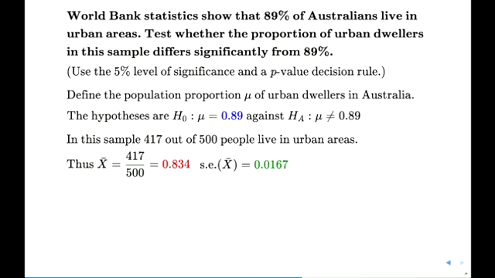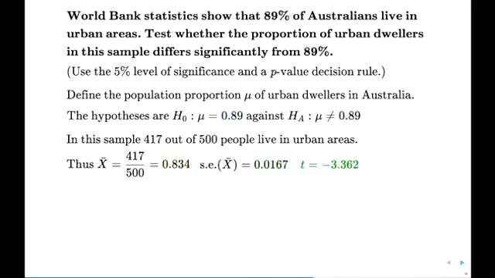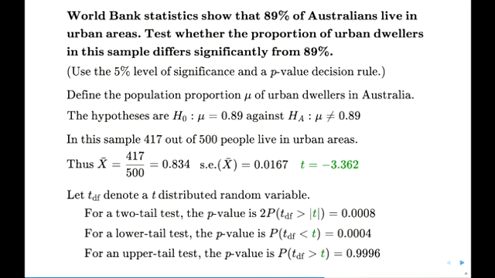Let's do the calculation then. We have the x bar, and we have the standard error, and we have the null value, so we have everything we need to calculate a t-statistic. So the t-statistic is the difference between the estimator, the x bar, and the null value, which is 0.89, divided by the standard error on the bottom line, which gives us a t-statistic of minus 3.362. All right, so I'll file that away.